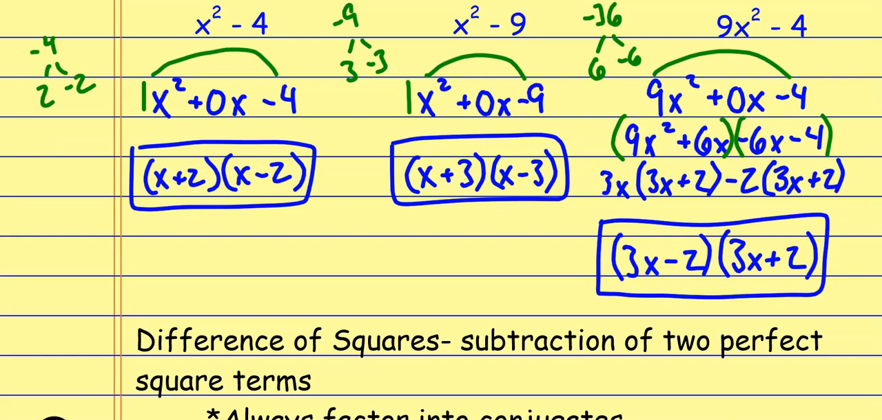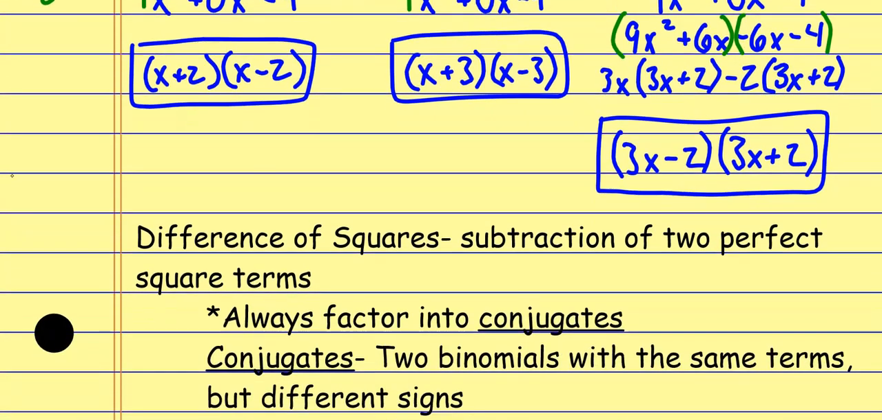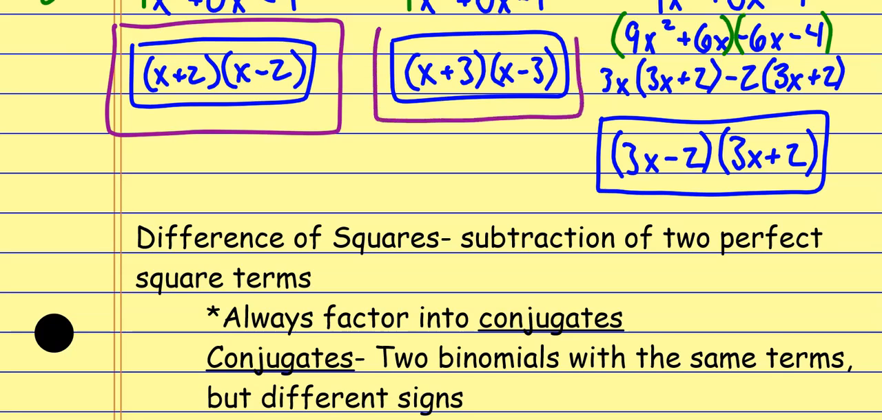you can immediately factor this into what we call conjugates. And conjugates are basically the same 2 binomials, but with different signs in between. Here's an example of conjugates right here. X plus 2 and x minus 2. It's the same binomial, but each one has a different sign. One's a plus, one's a minus. Here, x plus 3, x minus 3. Those are conjugates because it's the same binomial, but one has a plus and one has a minus. Here, 3x minus 2 and 3x plus 2. Those are conjugates because it's the same binomial, but one's a plus and one's a minus, all right?